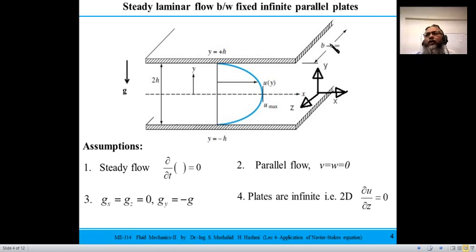So we are only bothered about what is happening dominantly in this z. We are not interested in what is happening in this z direction. So these are the four assumptions, and these four assumptions we are going to employ in order to solve our governing equations. And let's see how we apply here.